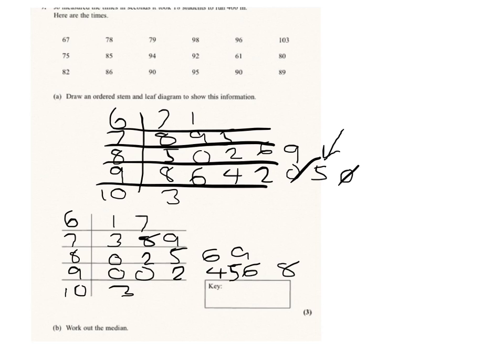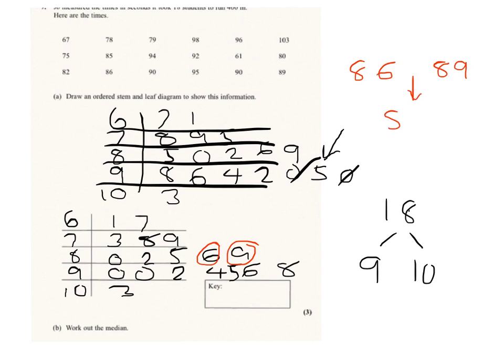Now, the median, you've got 18 scores, so the median will be halfway between the 9th and the 10th scores. So look for the 9th and 10th, so I'll highlight those. So the 9th score is 86, and the 10th score is 89, so halfway between 86 and 89 will be the median. So that's a gap of 3, so half of 3 is 1.5, so we're looking for 87.5.